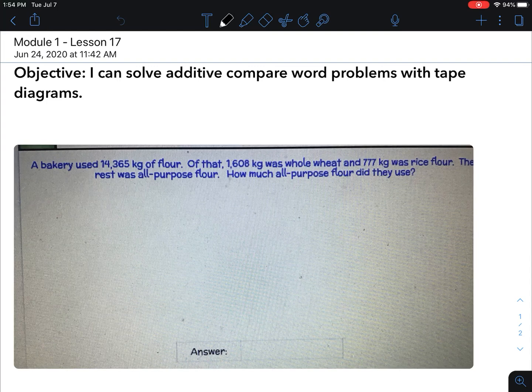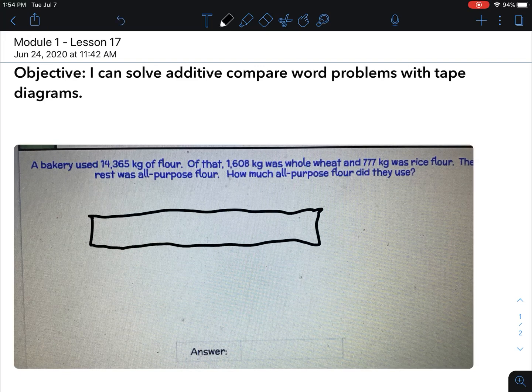So in the multi-step word problems we did for addition and subtraction, these problems are the exact same thing. The only thing we're doing different is we're using tape diagrams to help you set up the problems to solve them easier. All right, so remember, a tape diagram is basically just a long rectangle, right? Piece of tape. So we're going to start with this.